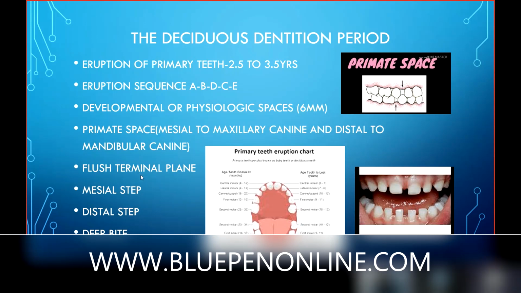Then you have something called the flush terminal plane. In that you have mesial step, distal step, and deep bite. Mesial step is where the upper first molar is more mesial to the lower. Distal step is where the first molar in the upper is more distal to the lower. And deep bite is due to proclination of the upper anteriors, so the lowers go and hit the palatal rugae of the upper. That is the deep bite, where the lower teeth are not at all visible, or only like 50% of the lower teeth are visible. In that case, you call it deep bite.